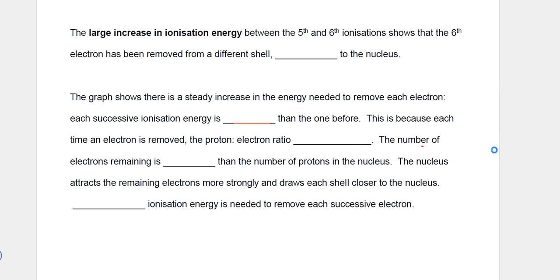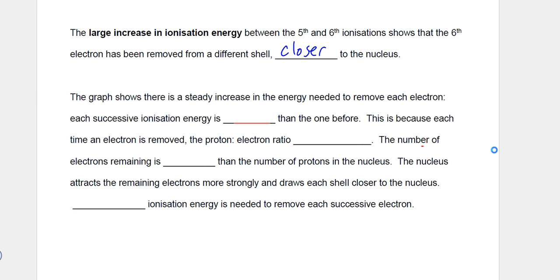So looking at the graph, see if you can think about what the missing words would be in these paragraphs. The large increase in ionisation energy between the fifth and the sixth ionisations shows that the sixth electron has been removed from a different shell. Is that closer or further away from the nucleus? Clearly it's going to be closer to the nucleus. Big jump means it's getting harder to pull the electrons off because they are closer.